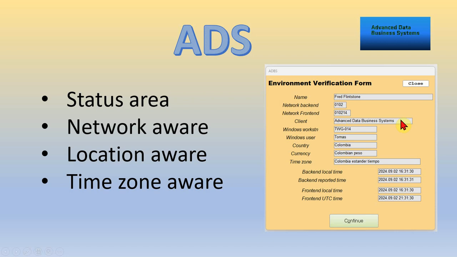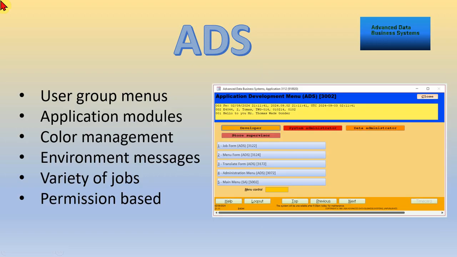ADS can be used to develop applications that can be used in a service provider environment, such as for accountants and lawyers, where they have many clients and need a different backend for each client's data. ADS is location aware, so it can be used in different locations with the coin of the realm and the appropriate time zone. After logging in, the user is presented with the menu system.